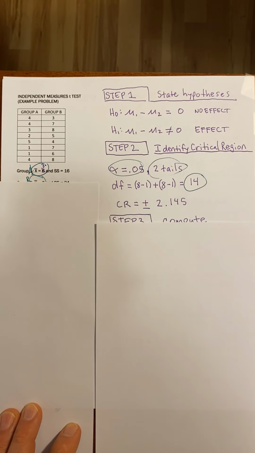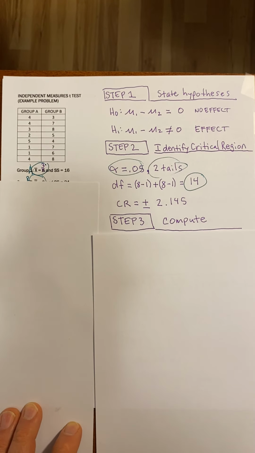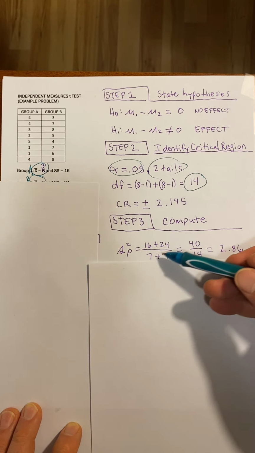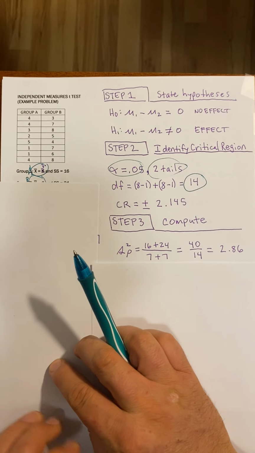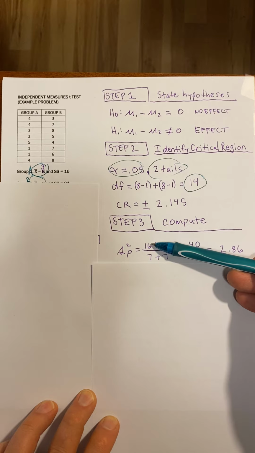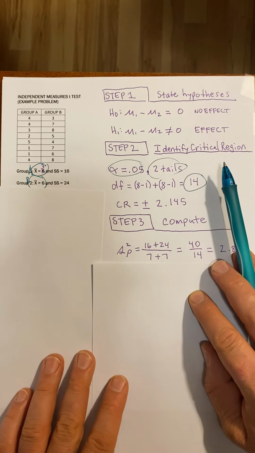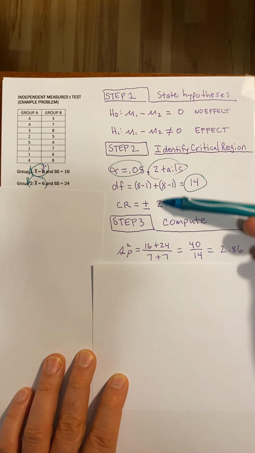Okay, so that leads us to step 3, where we go to compute, right? We go to actually calculate our t statistic. Remember, the first thing that we do in step 3 is we first calculate our pooled variance. What do we need for a pooled variance? Remember, the formula here is you are taking your sum of squares for the first group plus the sum of squares for the second group. We've got that information up here, right? That's where we're getting that 16. That's where we're getting that 24.